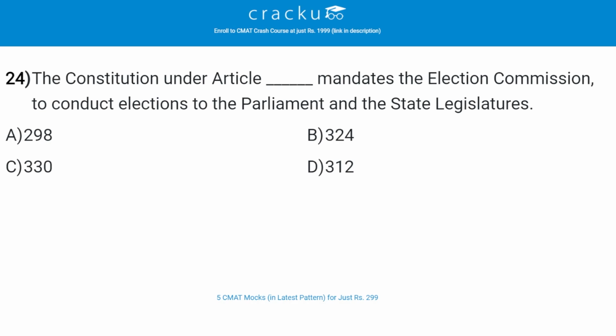The Constitution under Article dash mandates the Election Commission to conduct elections to the Parliament and the State Legislatures. The correct answer is B, Article 324. Article 324 of the Constitution provides the power of superintendence, direction and control of elections to Parliament, State Legislatures, and the Office of the President of India and the Office of the Vice President of India. Let's check the next question.